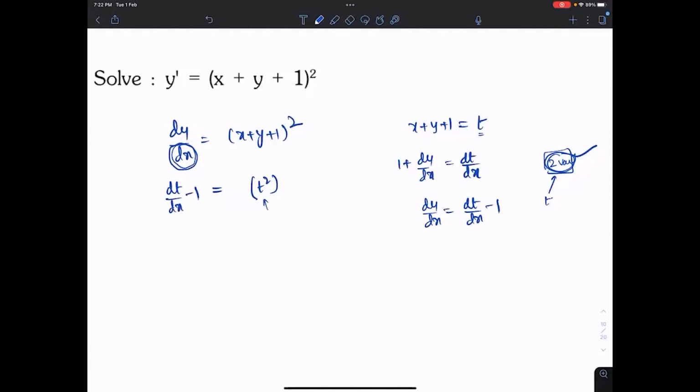Now the y variable is not there. Okay, dt by dx is 1 plus t square. Now this is variable separable only. dt by 1 plus t square is equal to dx, you know how to do after this. Okay.